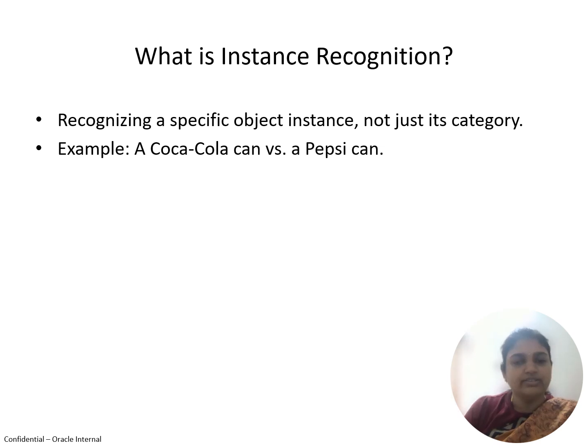And next one is instance recognition. It is recognizing a specific object instance, not just its category. For example, a Coca-Cola versus a Pepsi can. Both are the same kind of tin can, so that is a specific object instance. What is that? This is a Coca-Cola can or a Pepsi can. Both have a similar look with minor differences. So that is identified by instance recognition.